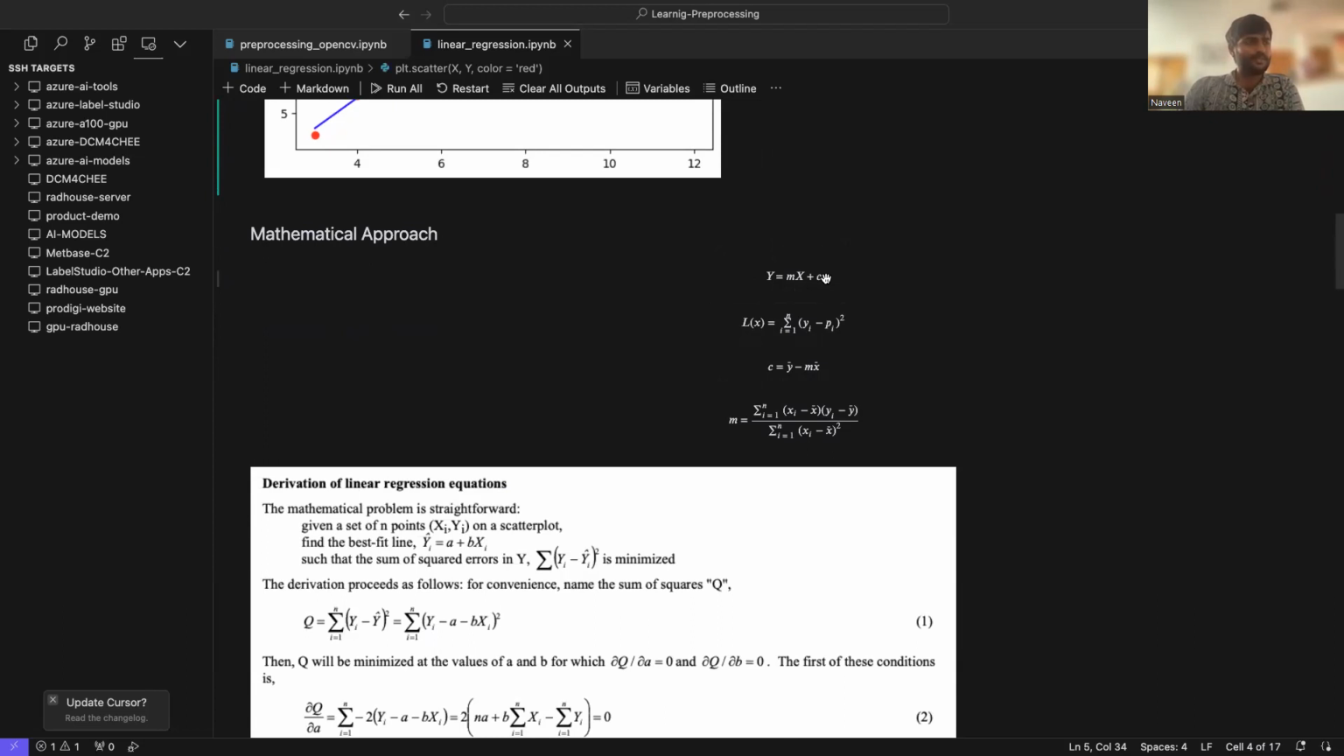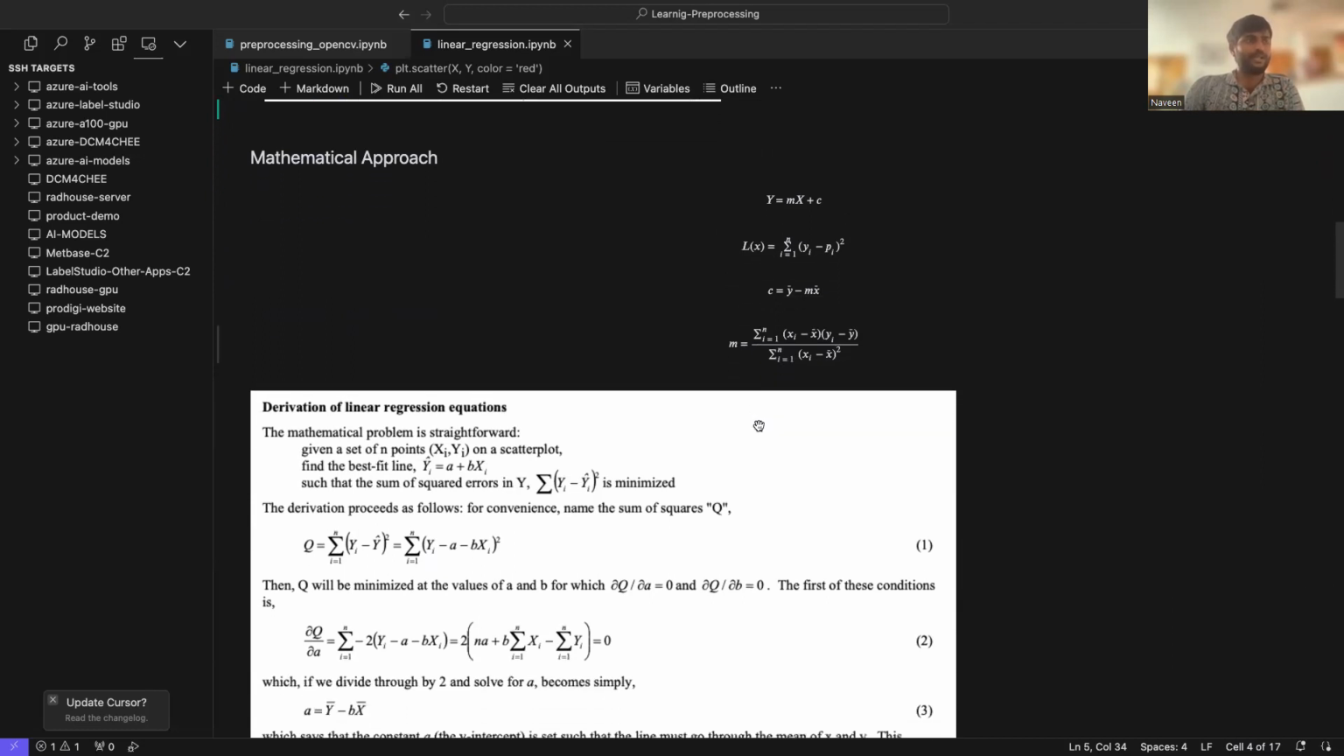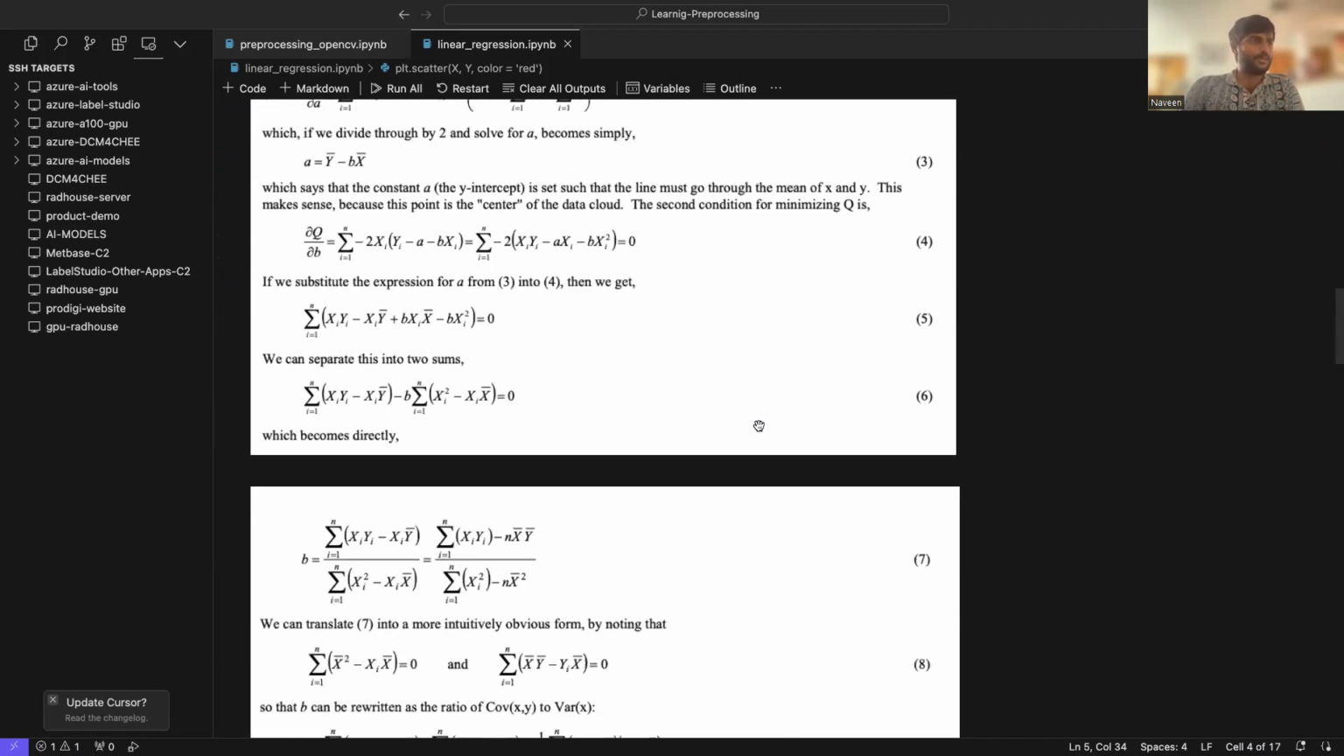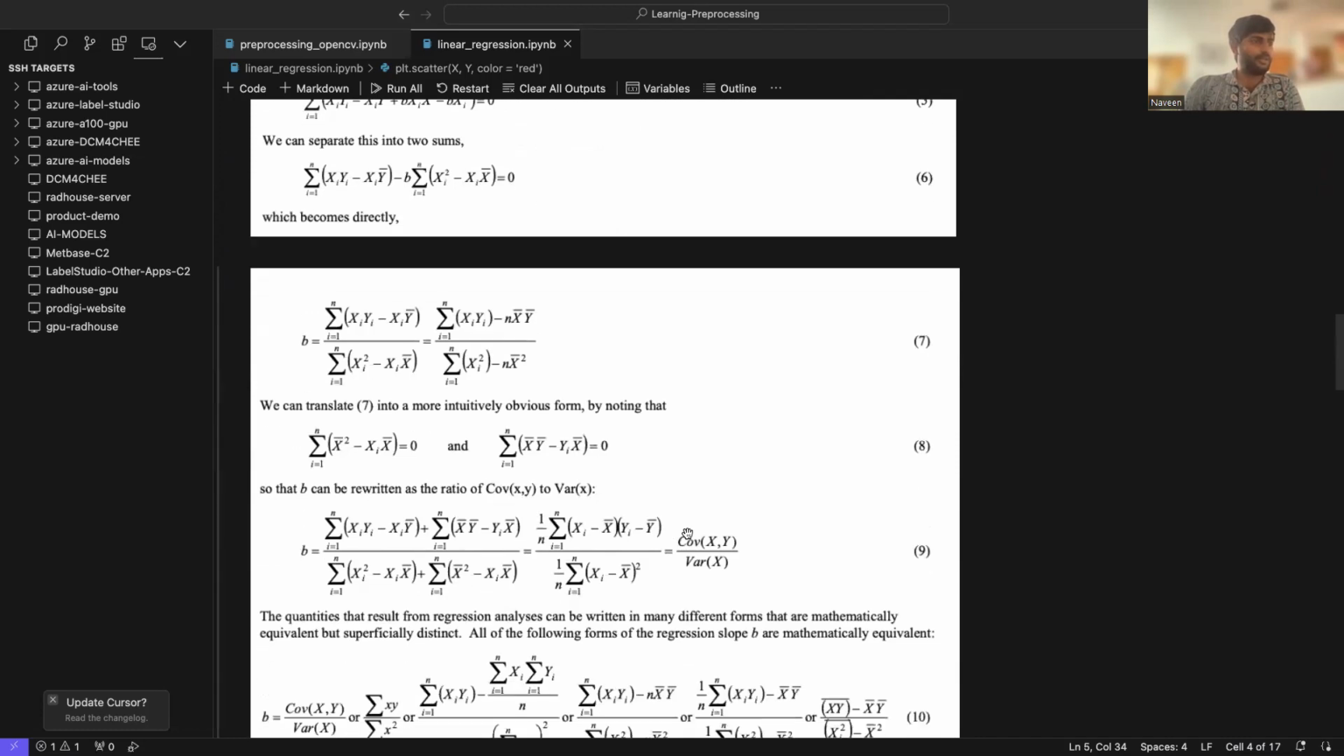So here is our base equation, and here is our loss function. If you take the partial derivative with respect to both C and M, you will end up with this equation: C equals this, M equals this. If you solve it further, you will get covariance of C and M over variance of M. It will be something like this. Okay, this will be our end equation.